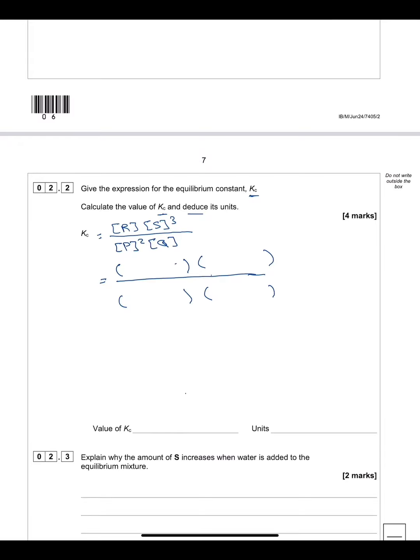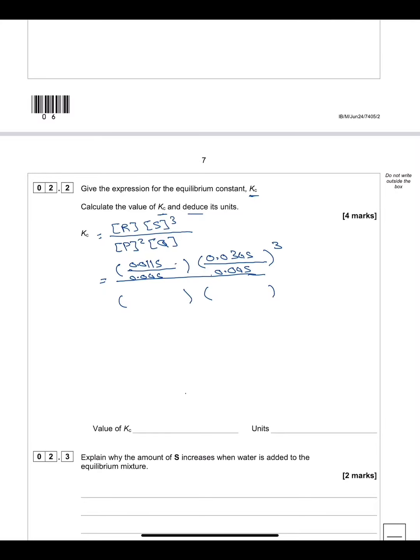So the R equals 0.0115 divided by the volume, 0.045. And then for the S, it's 0.0345 moles divided by 0.045. Don't forget to put the cube.